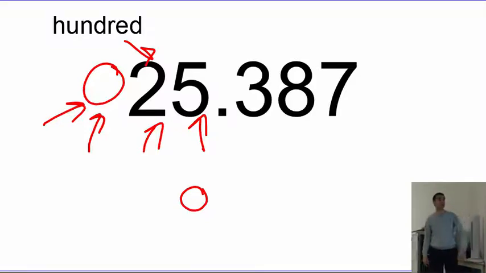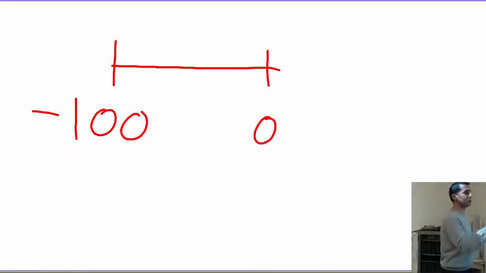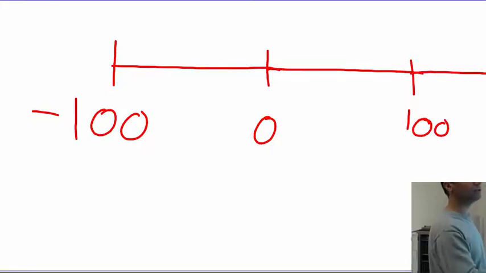So when you round 25.387 to the nearest 100, it's supposed to be 0. It really makes sense. Why? Here is 0. Well, actually, I can go back. Here is minus 100. And here is 0. And here is 100. And here is 200. So those are all multiples of 100, right?